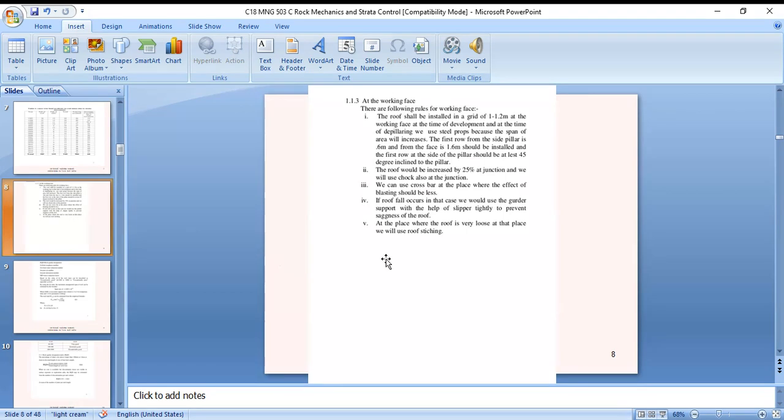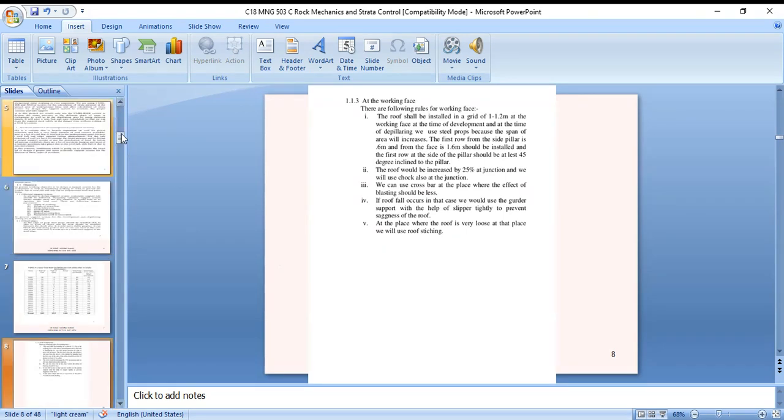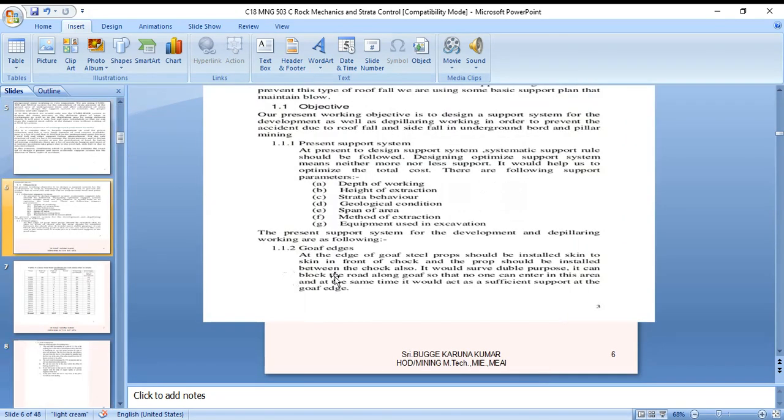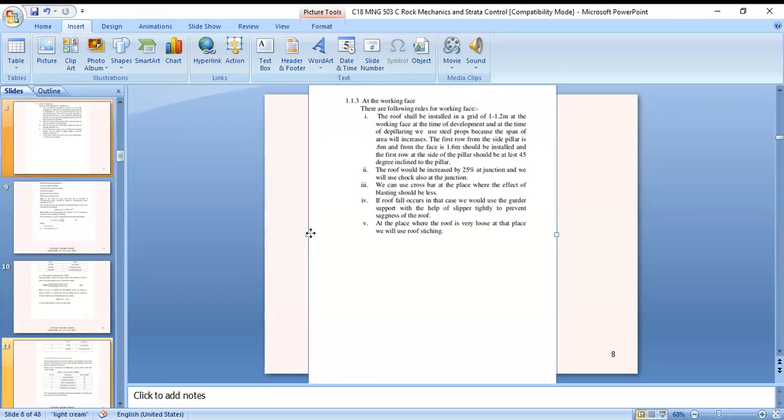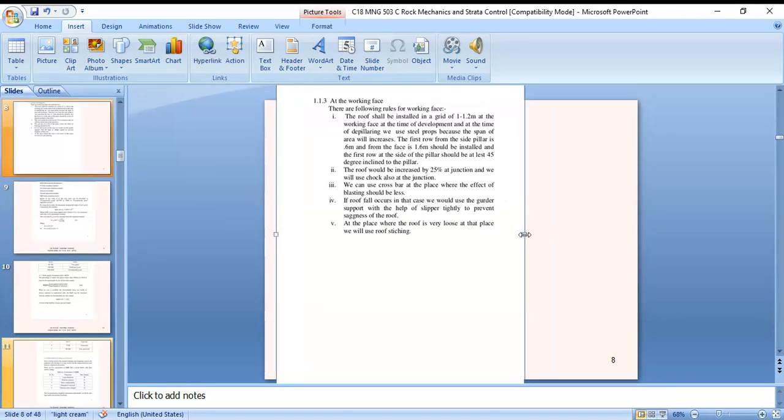Then at the working phase, the goaf edge you see here. At the edge of the goaf, steel props should be installed skin to skin in front of the chock. Similarly, here is one other calculation page, how to do it here.